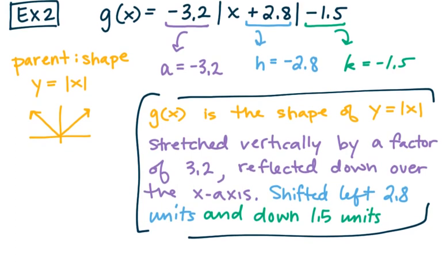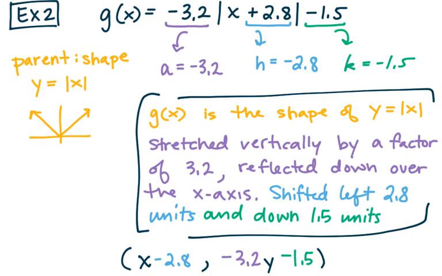If you looked at trying to write a new ordered pair that would give you all of the points from the parent graph transformed onto the new graph, that x value, you would need to subtract 2.8 from it, and then your y value would be multiplied by negative 3.2. So we'd say negative 3.2 times y, and then minus 1.5. So that would be a new ordered pair that would give us any point on the transformed graph if we had known the points on the parent graph.